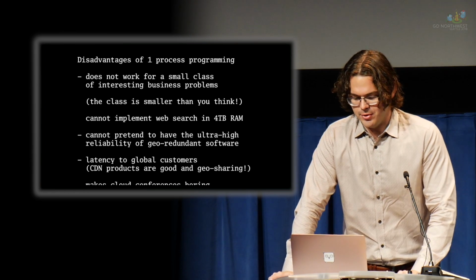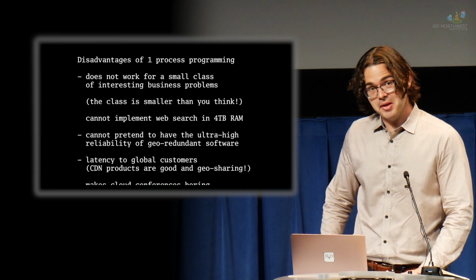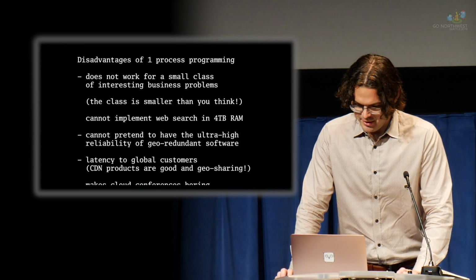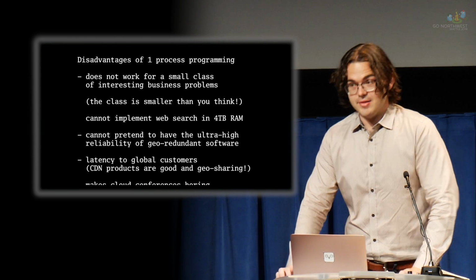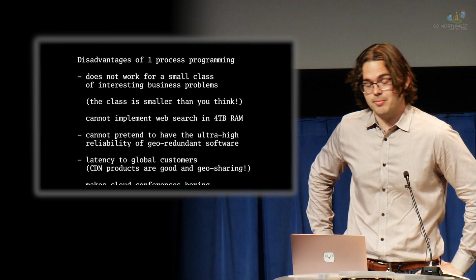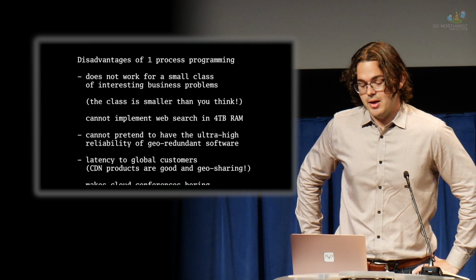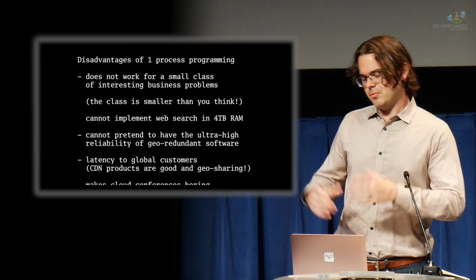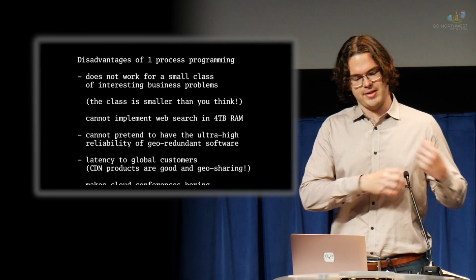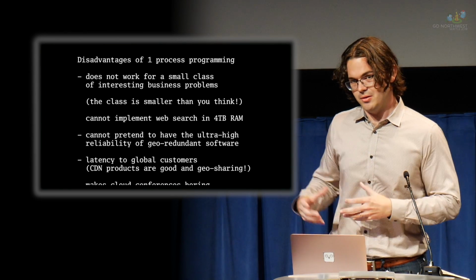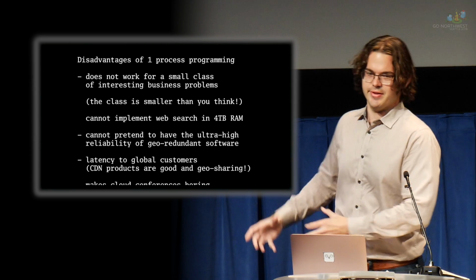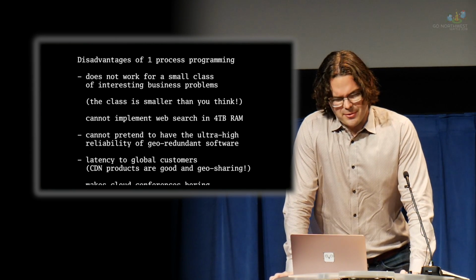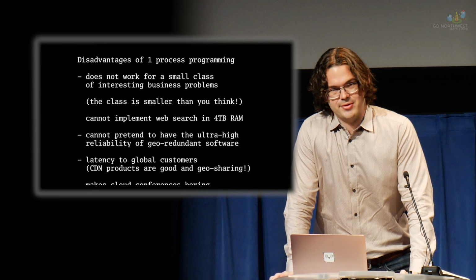You can't pretend you have the ultra-high reliability of these redundant systems. Pretending is really nice. You know, it's great to pretend we have 59s or whatever it is. There are real problems. Latency to global customers. You have to put this computer somewhere, and the speed of light is slow. CDNs are pretty good. You should use them. You can also consider geo-sharding, which is kind of neat. If your customer data is not deeply connected with other customers' data, if it can shard well, you can just move customer data closer to them. Just run a few machines and pick one near them for running it. It also makes cloud conferences kind of boring because they launch all these great products and you don't need any of them.